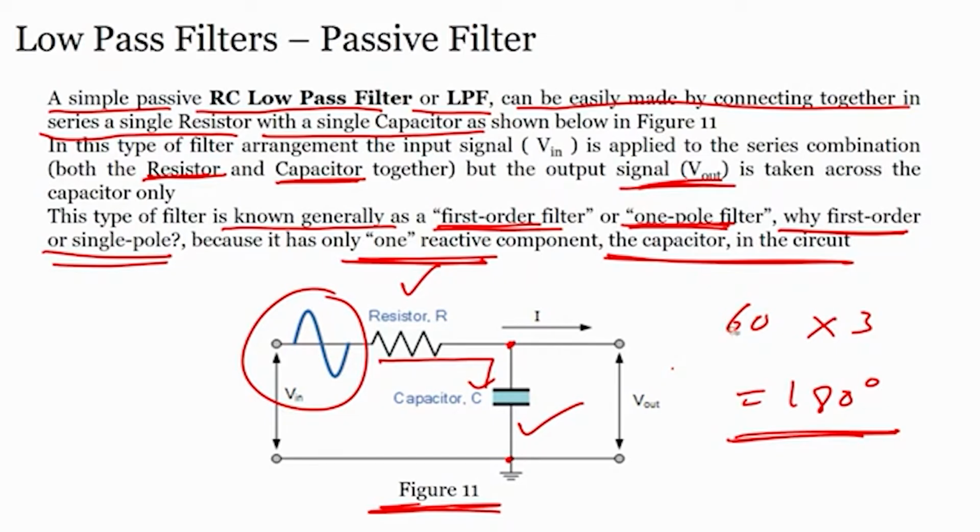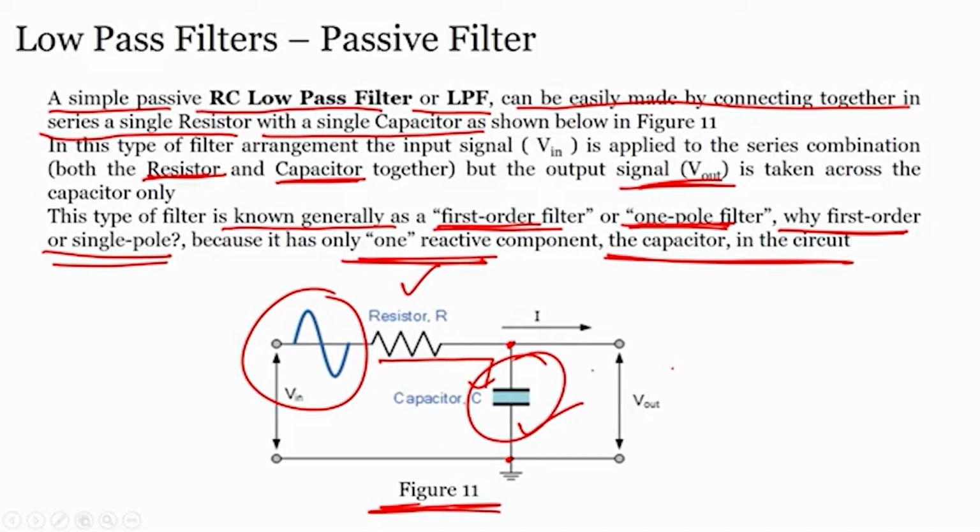Anyway, here we are looking at 1 R and 1 C, because there is only one component which is a reactive component, that is why we call this particular filter a one pole filter or first order filter. Okay, so next let us go to the next slide.